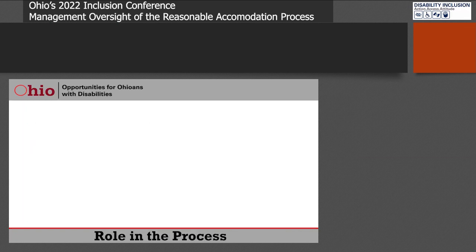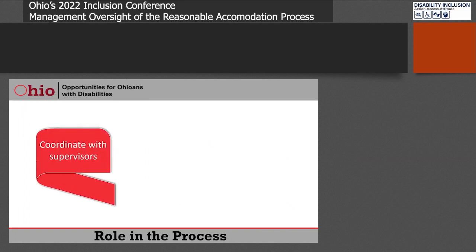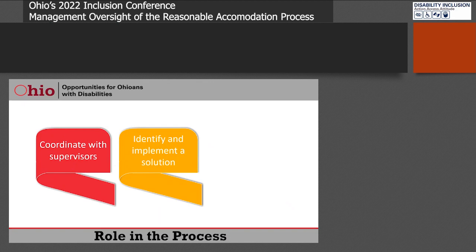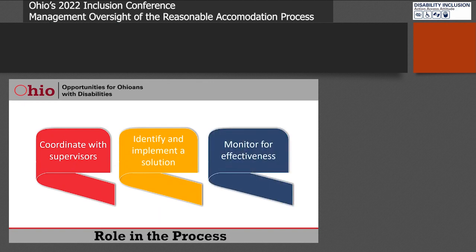Now, although HR is usually responsible for the interactive process, there are times when HR may coordinate with supervisors. That's correct, Dustin. HR may need to talk with supervisors to help identify an effective solution or to implement the solution correctly, and then to monitor the accommodation for effectiveness. Great. So let's discuss how a supervisor can help identify a solution.